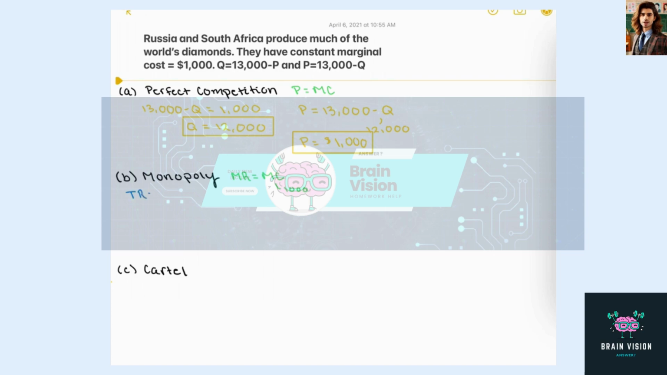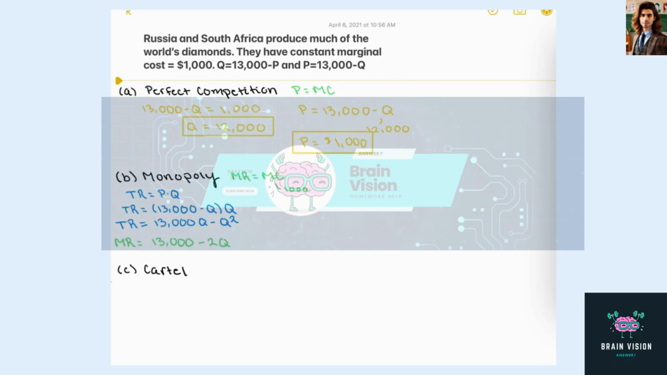And we know that total revenue is equal to price times quantity. Well, we were given this price function where 13,000 minus Q is equal to our price. So we're just going to plug that in for this price value, 13,000 minus Q, and we're just going to multiply that by another Q. Simplifying this, we get a total revenue which is equal to 13,000 Q minus Q squared. And then to find our marginal revenue, we just need to take the derivative of total revenue with respect to Q, which gives us 13,000 minus 2Q for marginal revenue.